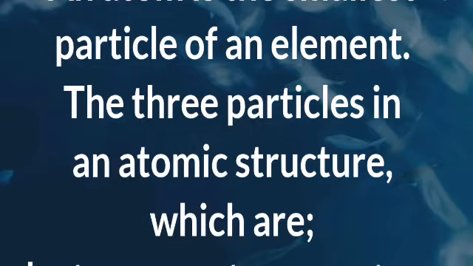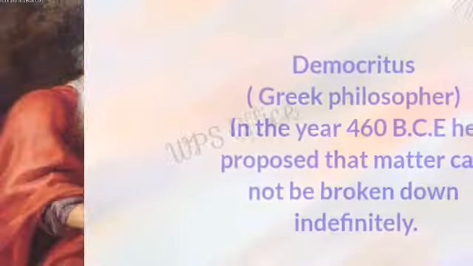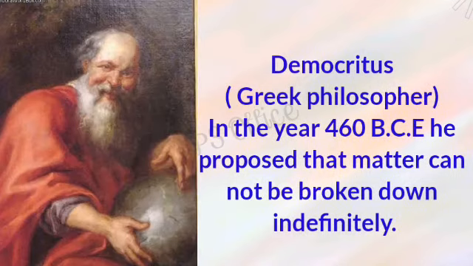There are three particles in atomic structure, and they are electrons, protons, and neutrons. So these are some particles found in the atomic structure. Next, we're going to see some scientists that contributed in scientific history or theory.